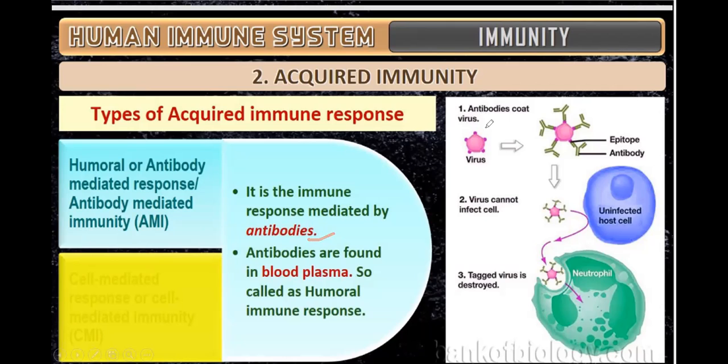These are the antibodies, and this is a virus. Antibodies are found in blood plasma, so it is called the humoral immune response. Why is it known as humoral? Because antibodies are present in blood plasma. So these are the antibodies, and this is a virus. These antibodies will surround this virus.